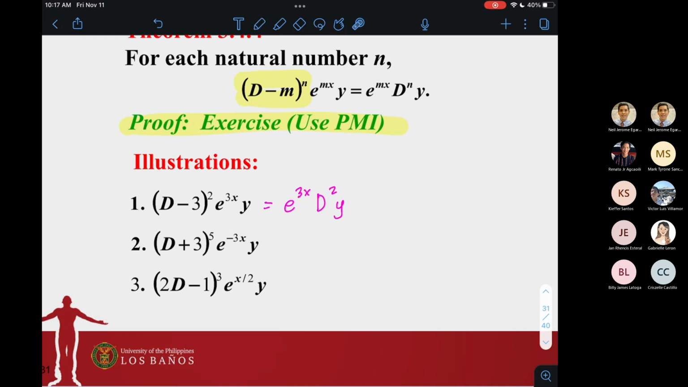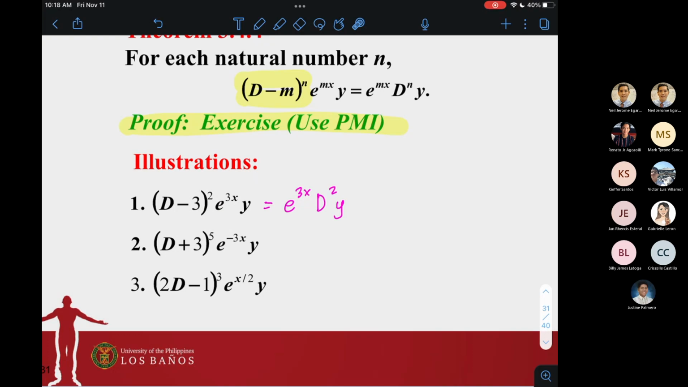So here, n is equal to 2, and m is equal to 3. The subtrahend is 3. The coefficient to x in the exponent of e is 3. Then theorem 3.4.4 applies. Okay?